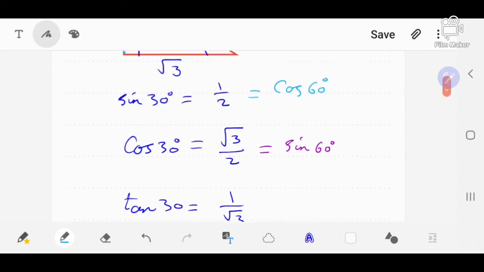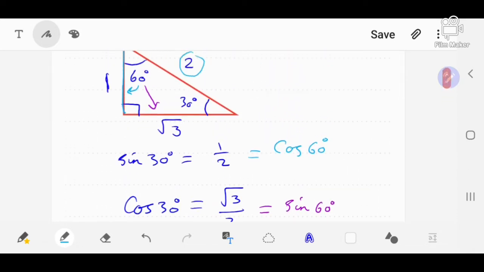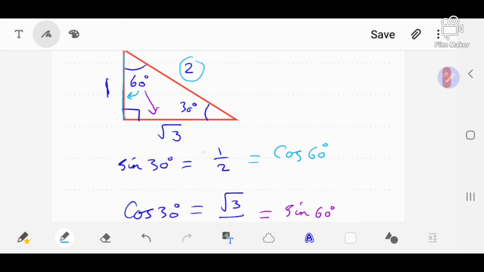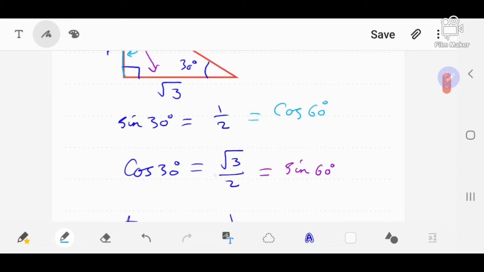You can remember the triangle, or you can remember that sine 30 is half, and from Pythagorean you can get radical 3. Since you know sine 30 is half, you'll immediately know that it's the same as cosine 60, and you will know that the remaining will be radical 3 over 2 for cosine 30, which will give you sine 60.